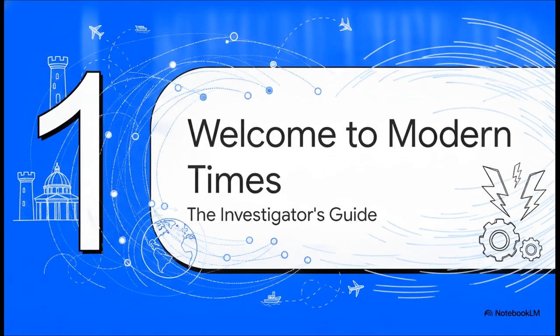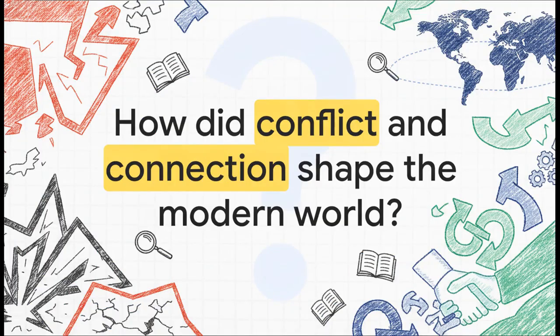All right, Section 1, Welcome to Modern Times. So what is the big, central mystery we are actually trying to solve here? It boils down to this. How did conflict and connection shape the modern world? This is your massive overarching case for the next few months. Every single map we look at, every reading, every worked example we do in class, it's all going to tie right back to this intense push and pull between nations working together and nations literally tearing each other apart.